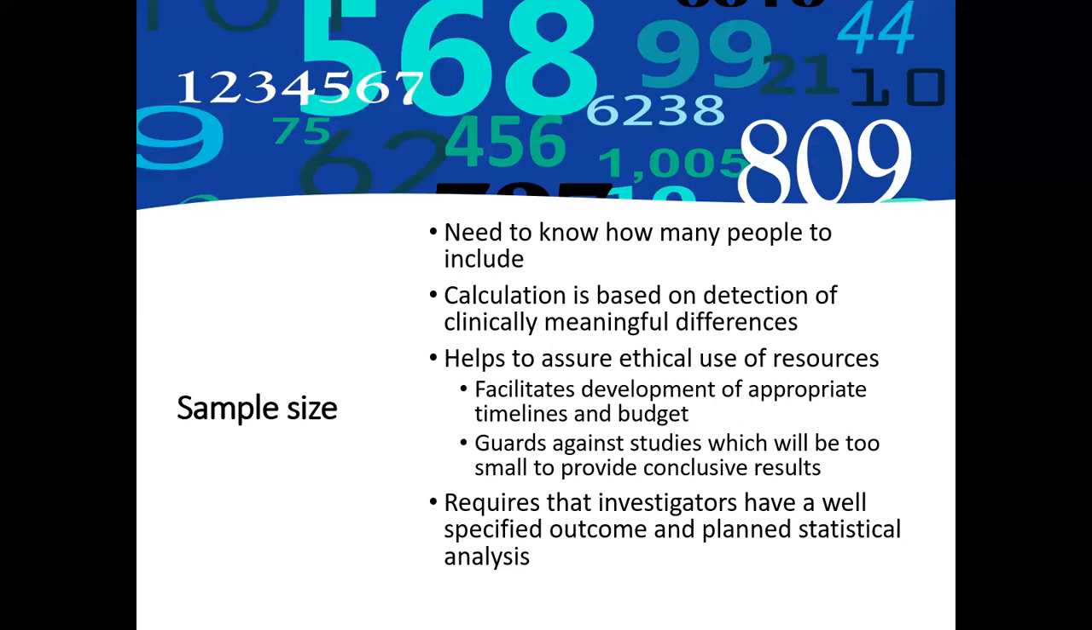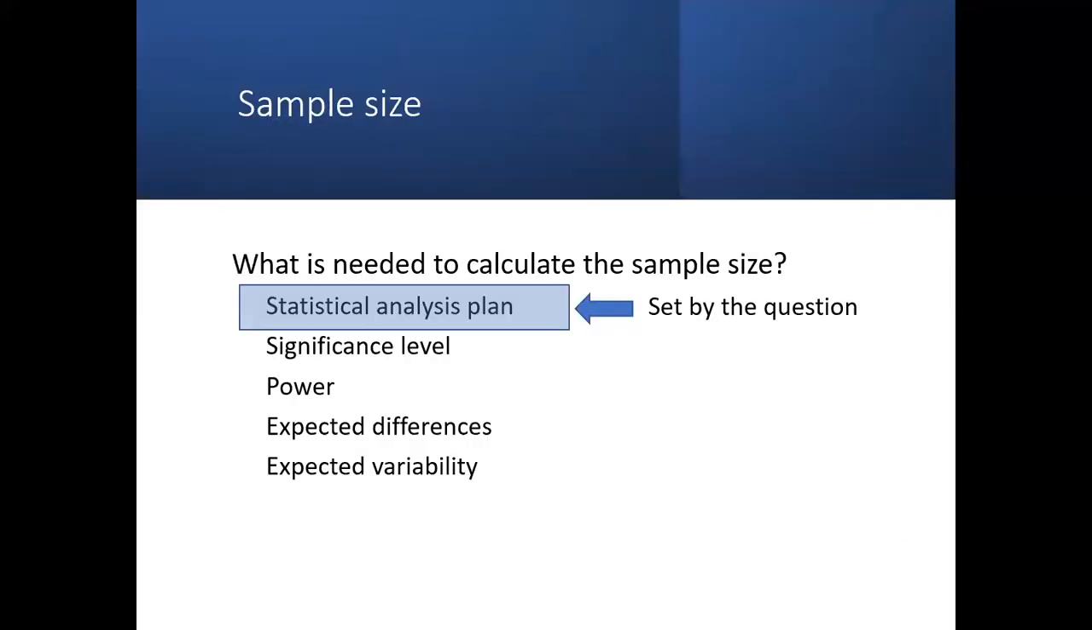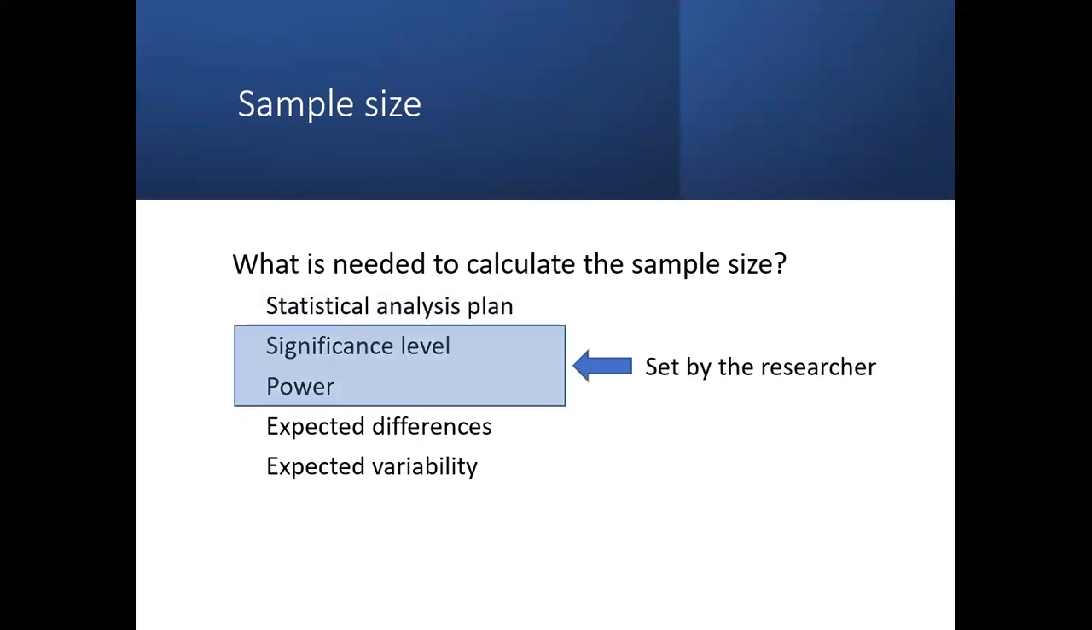And another benefit, it requires that investigators have a well-specified outcome and planned analysis. So the basics of sample size is we need 5 different things when we calculate it. We need how we're going to analyze the data. That's kind of set by the question. We need our significance level and our power. So we need to know what we are going to tolerate in terms of type 1 and type 2 error.